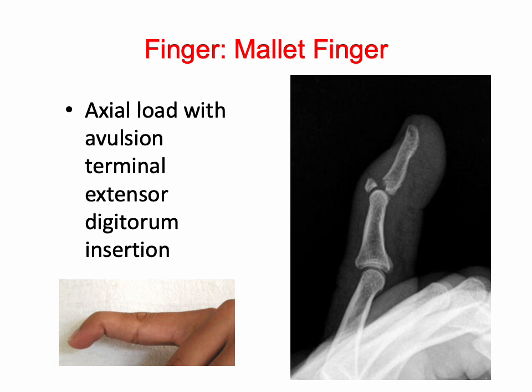Mallet finger is an avulsion injury of the extensor digitorum insertion, and you get a characteristic fixed flexion deformity at the distal interphalangeal joint. So this involves an intra-articular fracture of the base of the distal phalanx.